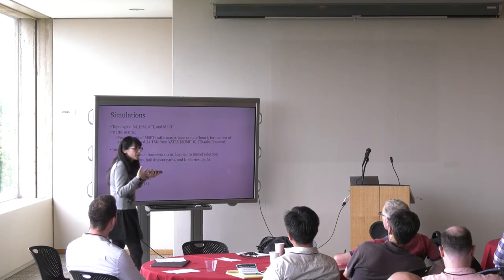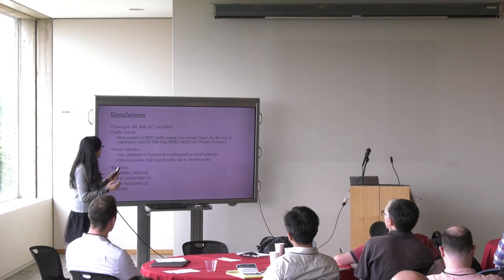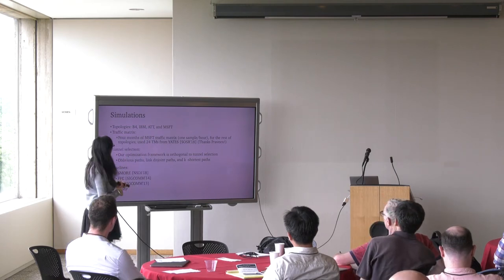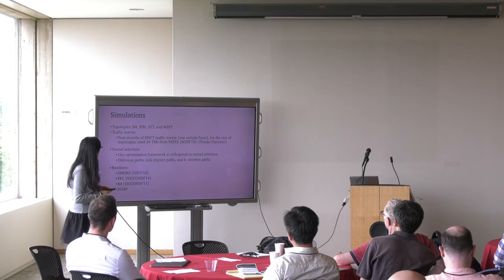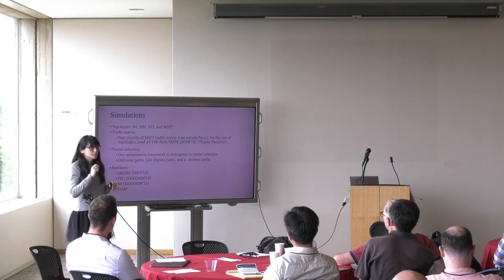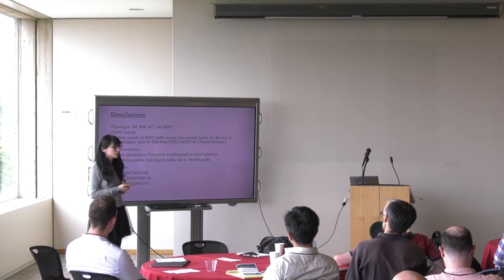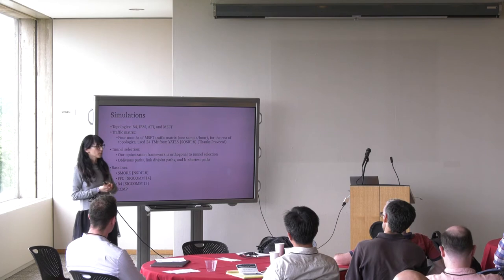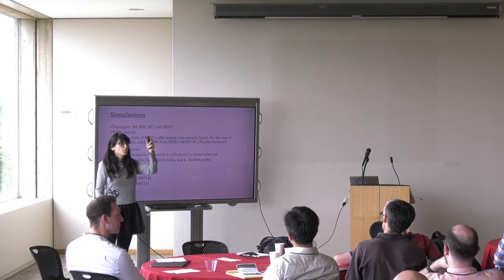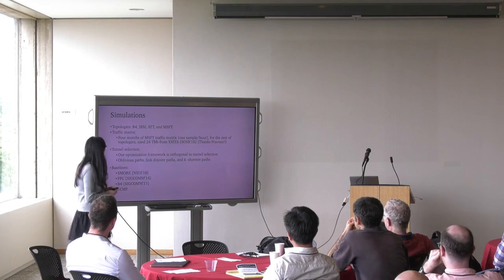So to evaluate the idea, we ran a lot of simulations. We used a couple of topologies, the ones that I showed you: B4, IBM, AT&T, and Microsoft. In terms of traffic matrices, we used 4 months of Microsoft's traffic matrices. And we were also very lucky: we got 24 traffic matrices from Yates. Huge thanks to Praveen for helping us get this going and debugging all the issues.